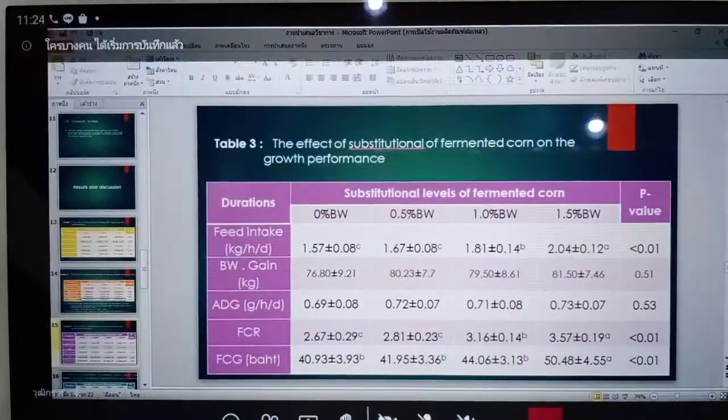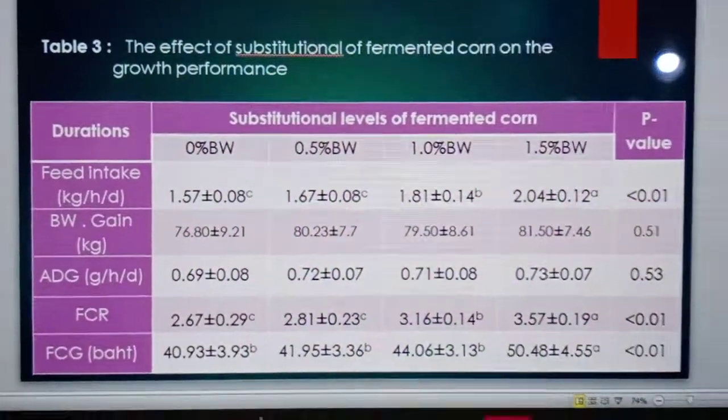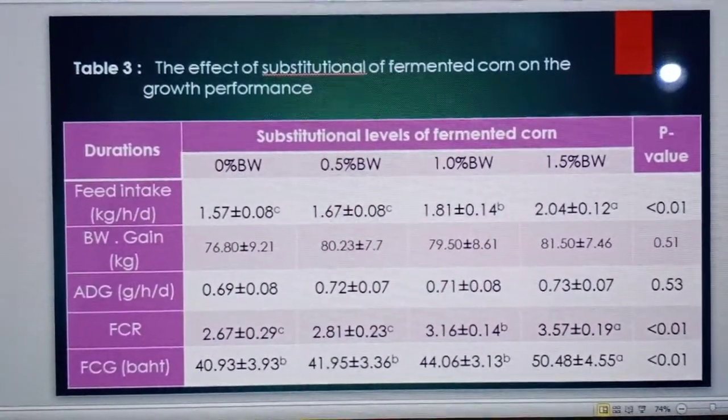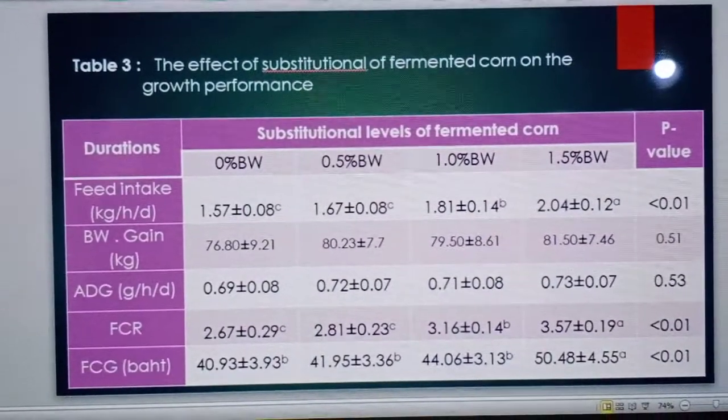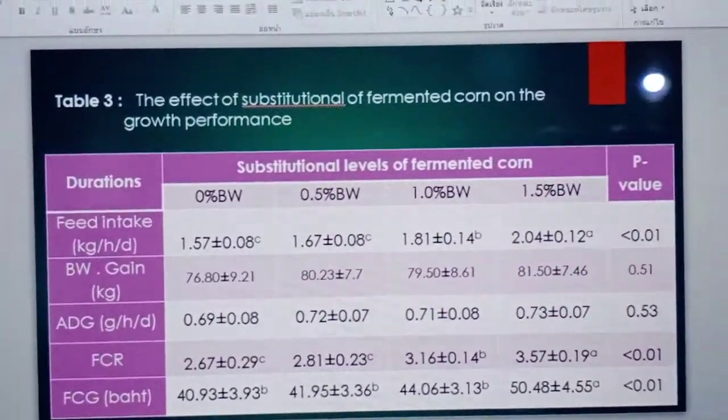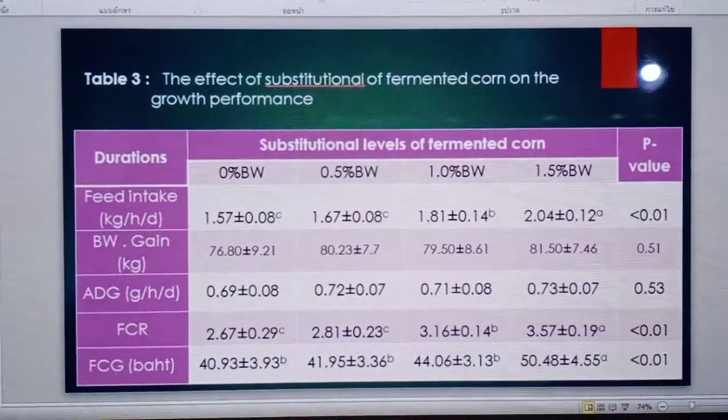This slide shows Table 3, the effect of using fermented cow corn on goat performance. We found that feed intake, body weight gain, and ADG increased linearly as the level of fermented cow corn in the diet increased. FCR and ADG also increased linearly when using a high level of fermented cow corn in the diet.